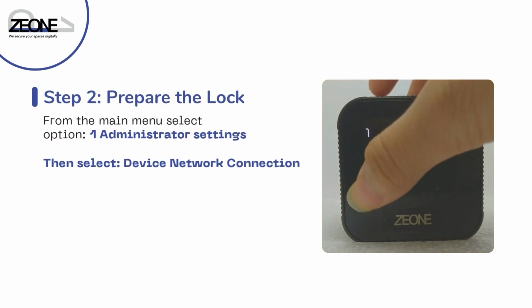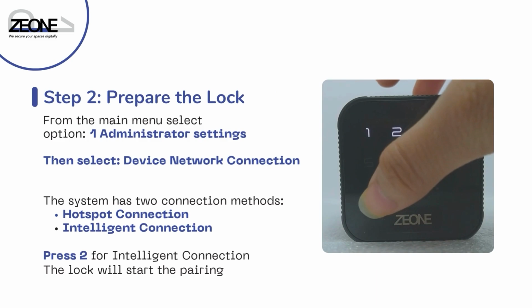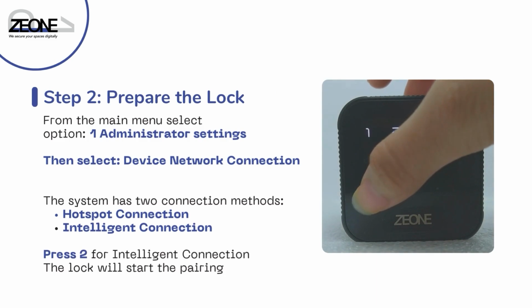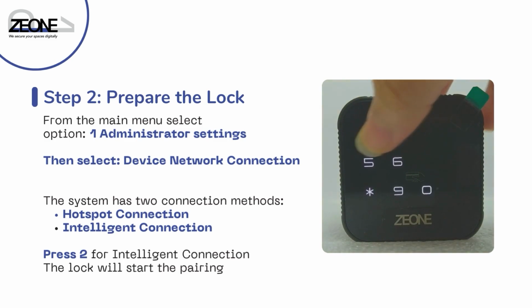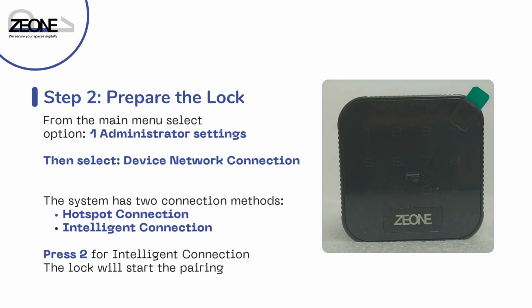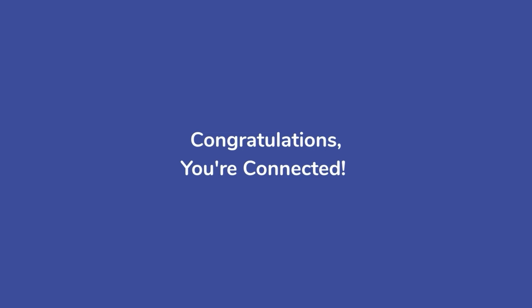Step 2. Prepare the lock. From the main menu, select option 3, Device Network Connection. The system has 2 connection methods, hotspot connection and intelligent connection. Press 2 for intelligent connection. The lock will start the pairing. Congratulations, you're connected.